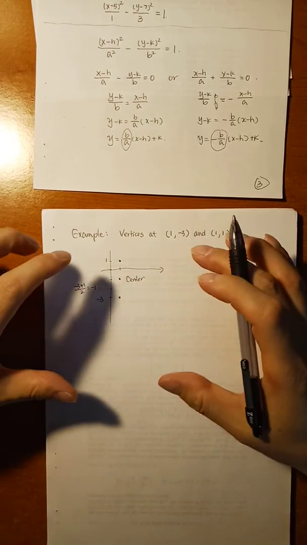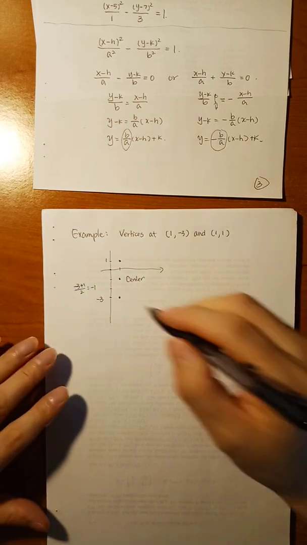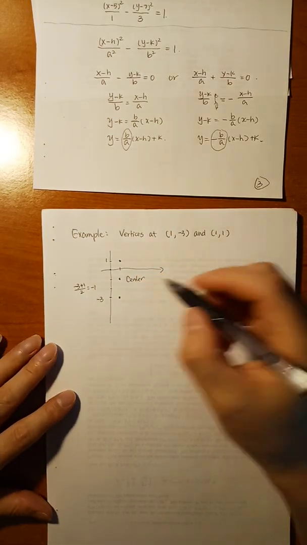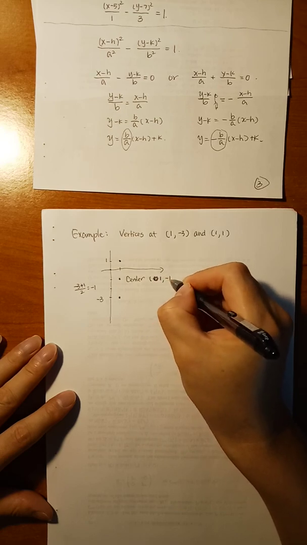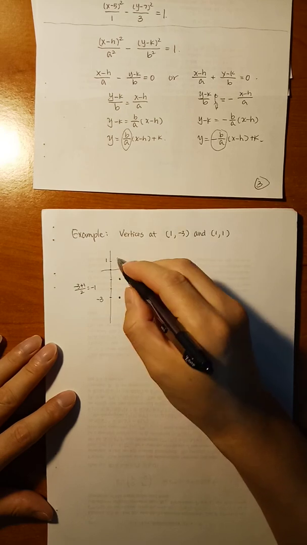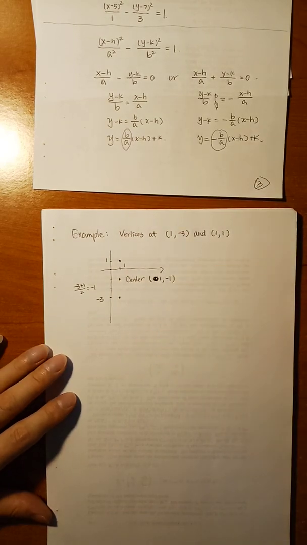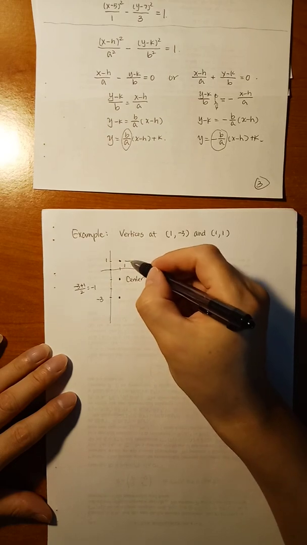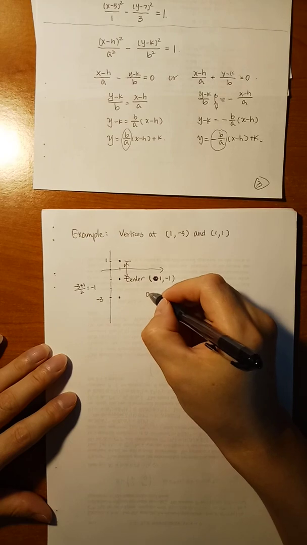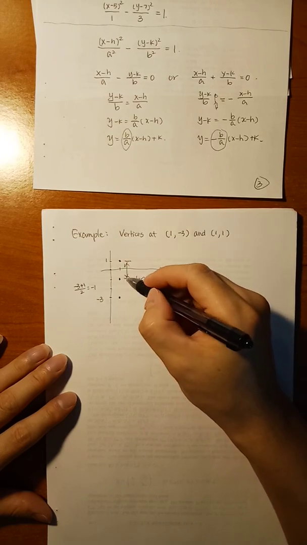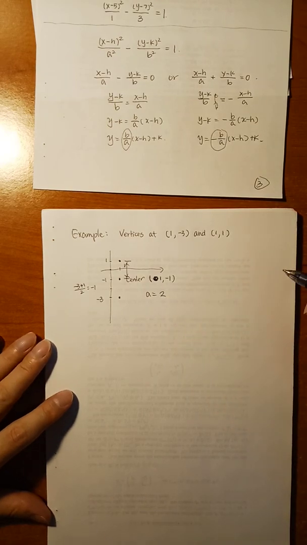The center is the midpoint of the two vertices. It is also the midpoint of the two foci, so you can use either of them to determine the center. The center is 1, negative 1. The x coordinate is always 1, and the y coordinate, the height, is negative 1. Okay, this is the center. When you have the center, a is equal to 2. From 1 to negative 1, the vertical distance is 2. So a is equal to 2.